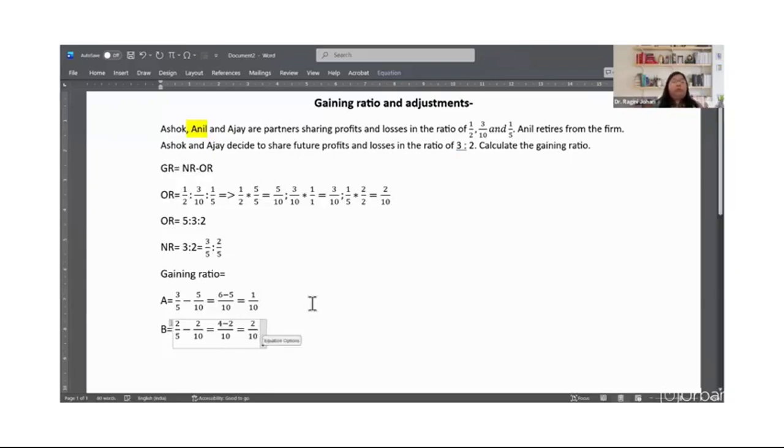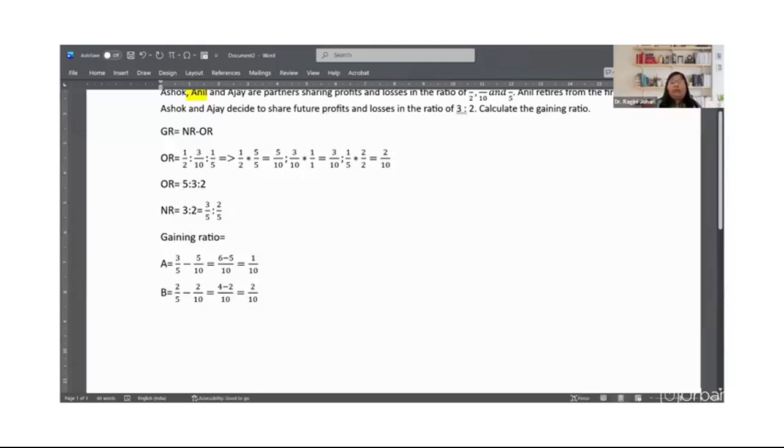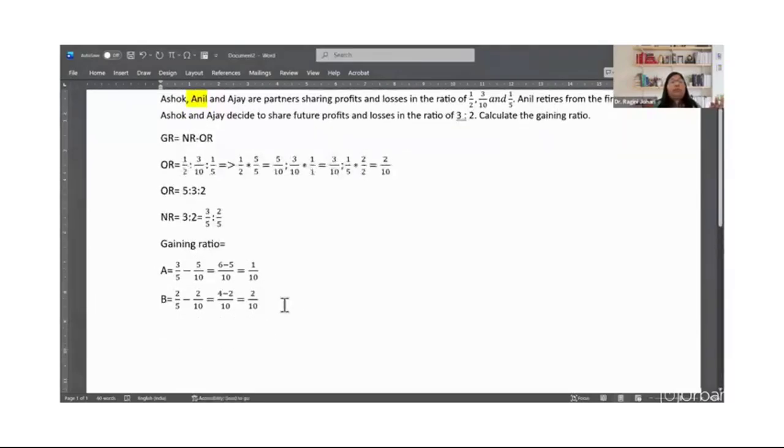Now, as I told you before in my earlier videos also, if we are calculating gaining ratio and the answer is positive, it is a gaining ratio. But had there been a negative answer, this would have been the sacrificing ratio, right? Hence, now we have the gaining ratio in front of us.